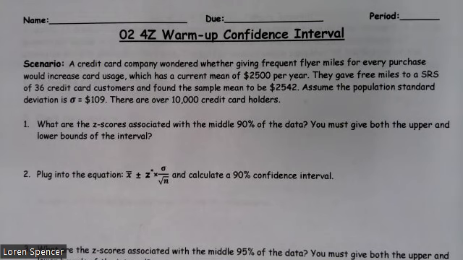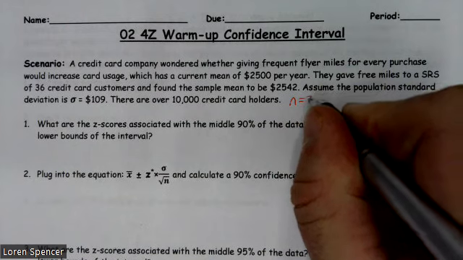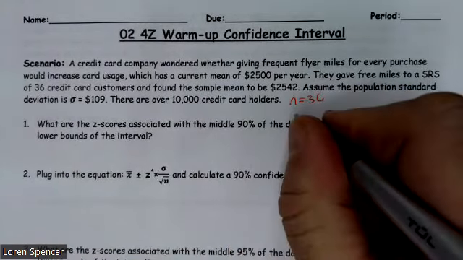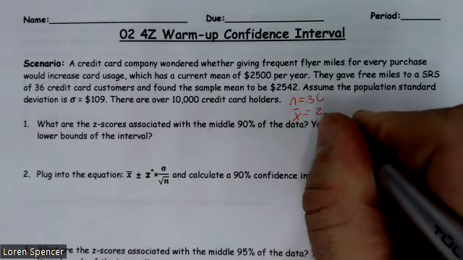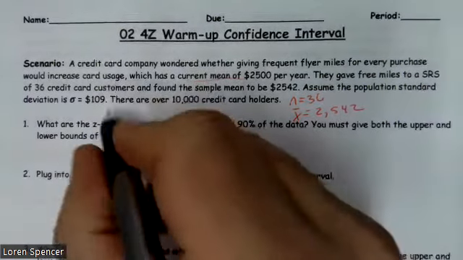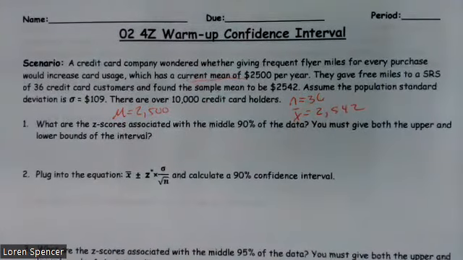A credit card company wondered whether giving frequent flyer miles for every purchase would increase card usage, which has a current mean of 2,500. They gave free miles to a simple random sample of 36 card customers. So our sample size is 36, and they found the sample mean to be 2,542. So our x bar is 2,542. That means this current mean is talking about our population. So our population mean, or mu, is 2,500, or we believe it to be.